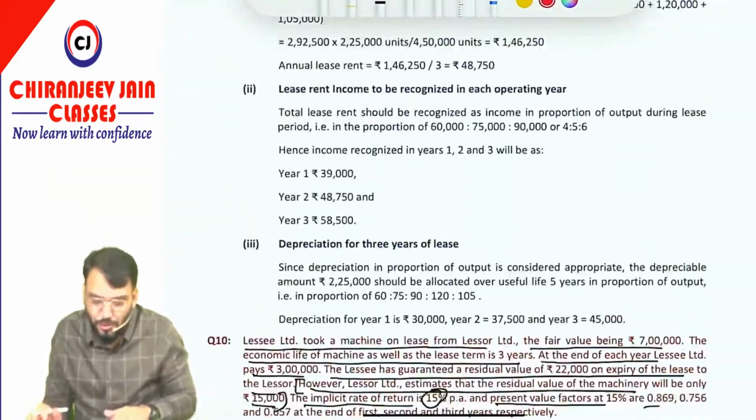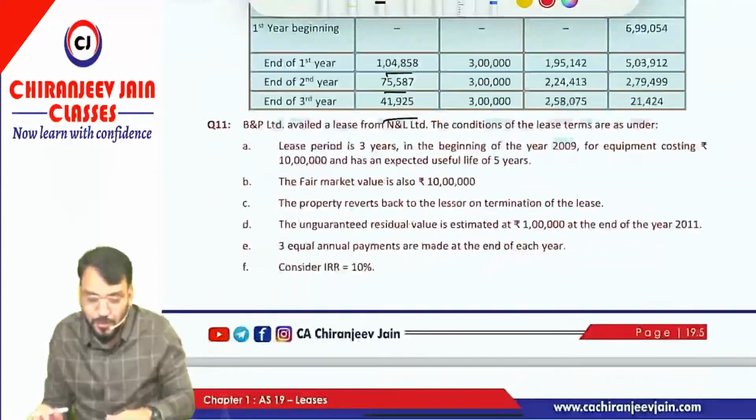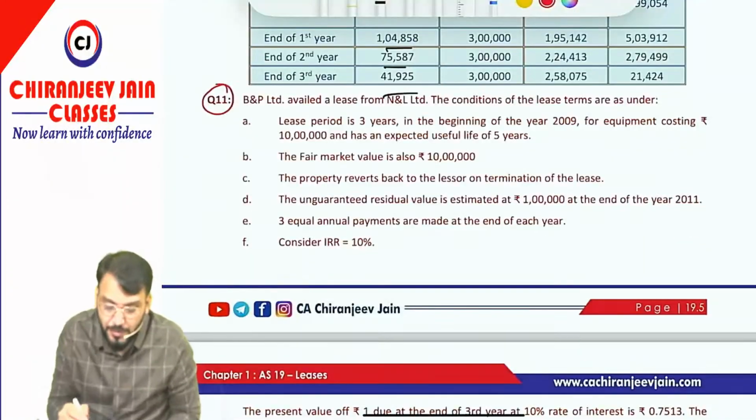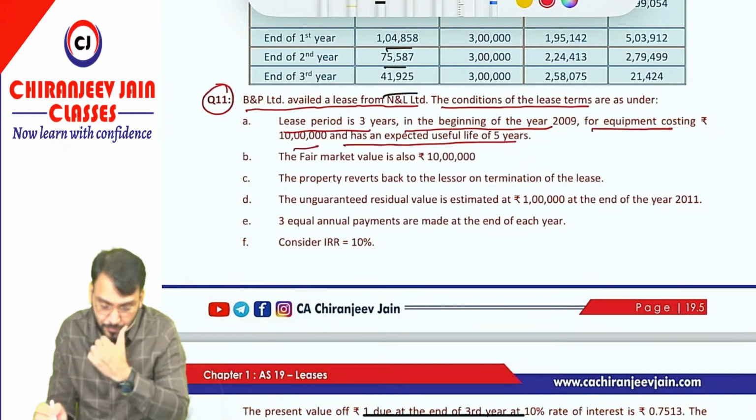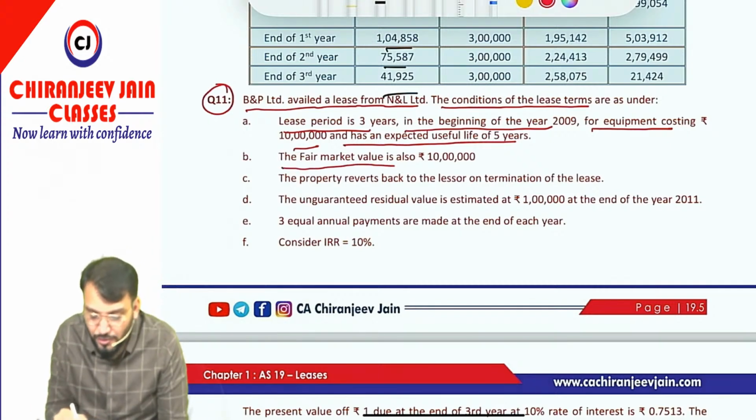Understood? One more question which is very much popular is like this. Question 11. BNP Limited availed a lease from NN Limited. The conditions of the lease term are as under. Lease period is 3 years. In the beginning of year 2009, for equipment costing rupees 10 lakh and has an expected useful life of 5 years. The fair market value is also 10 lakh.